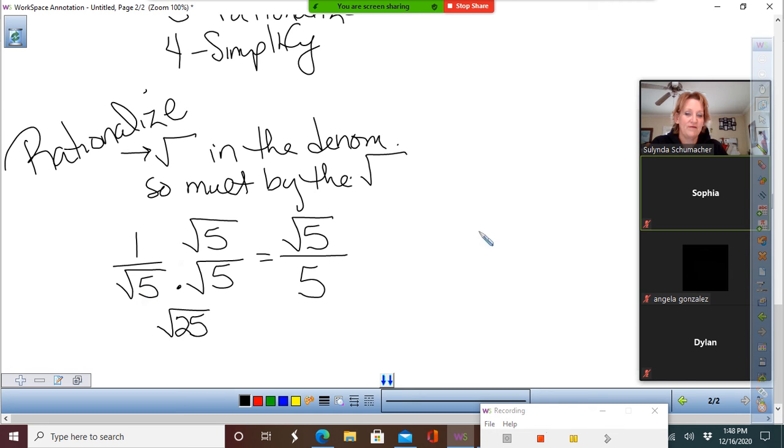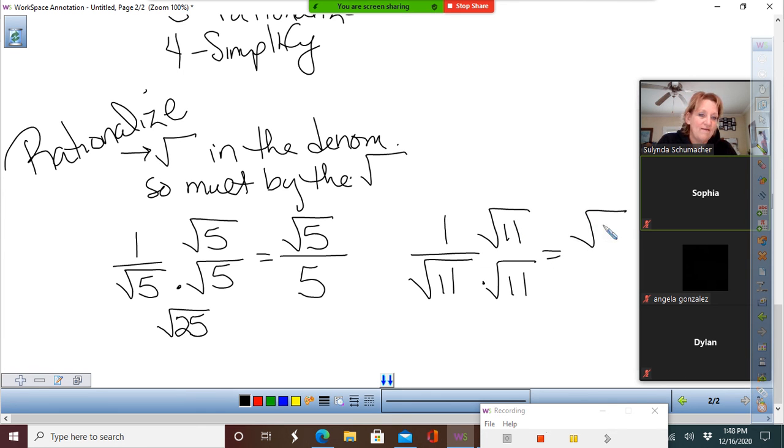So you multiply by whatever the square root in the denominator is. So let's say I have 1 over the square root of 11. Then I'm going to multiply by the square root of 11 to both the top and the bottom. On the top, 1 times the square root of 11 is the square root of 11. On the bottom, the square root of 11 times the square root of 11 is just 11. Okay, that's rationalizing. And you're going to have to do a little bit of that today. So let's talk about that.